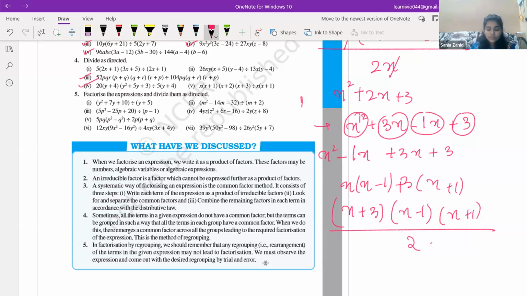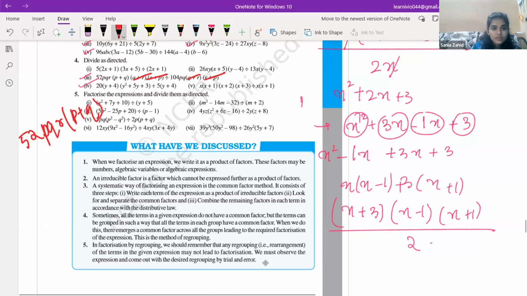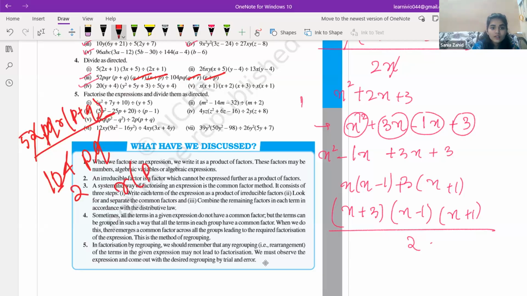Okay, so let's discuss. The first one we have is 52 PQR, P plus Q, Q plus R plus P. So see, you can cancel Q plus R and Q plus R plus P and R plus P. So you're left with 52 PQR, P plus Q divided with 104 PQ. You can also cancel PQ and PQ. It is twice. So you get R, P plus Q divided with 2P. Okay, this will be the answer.